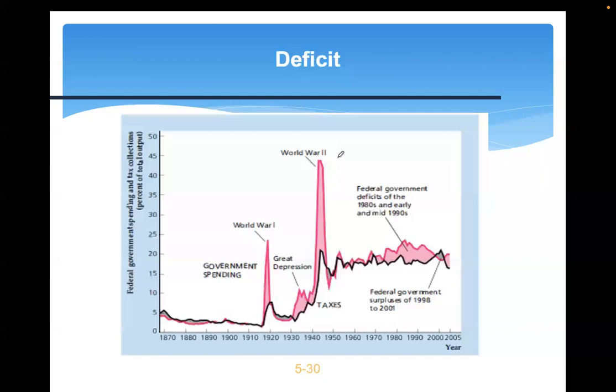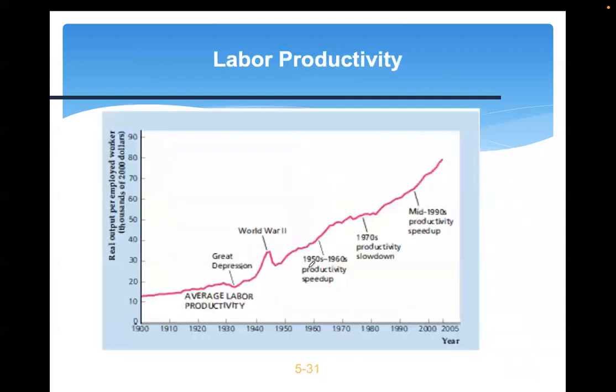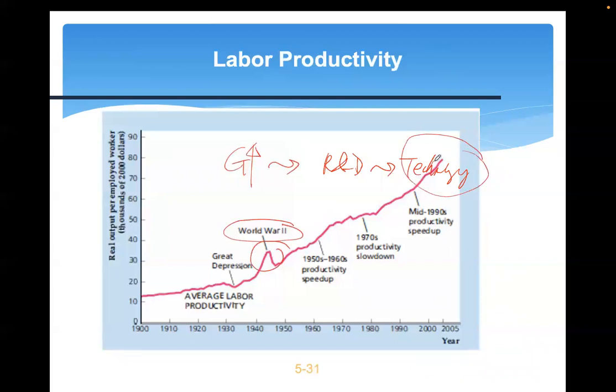Oh, by the way, here I just show you the deficit. Look at here, this deficit, these taxes. Without this deficit, taxes would probably go to this level. Labor productivity, look at here. Labor productivity increased dramatically during World War II. It's largely because G increased, and part of G helped to improve R&D and technology. Originally, this technology was exclusively used for military purposes, and later it spilled over to civilian use.